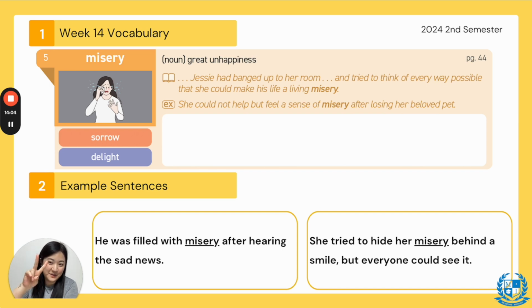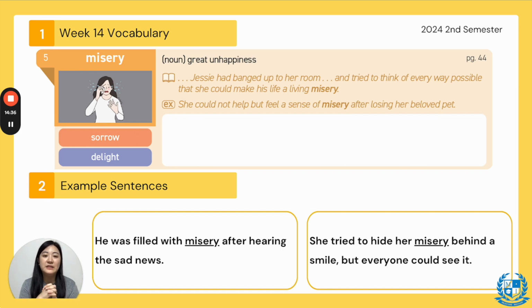1, 2, 3. She could not help but feel a sense of misery after losing her beloved pet. Oh no. So say that a pet had passed away. So then we're filled with misery, filled with a lot of sadness. So sad. Let's think about something else. It says here, he was filled with misery after hearing the sad news. So maybe something happened and now he's all sad and filled with misery.